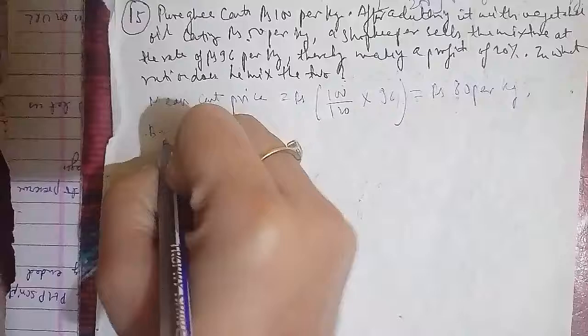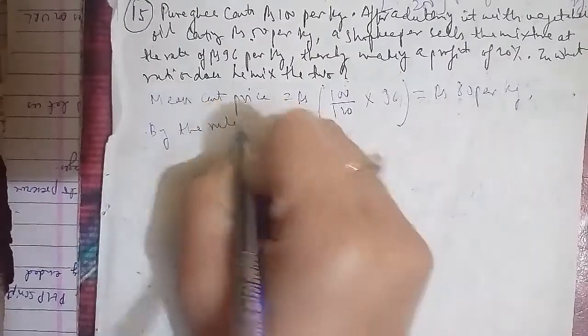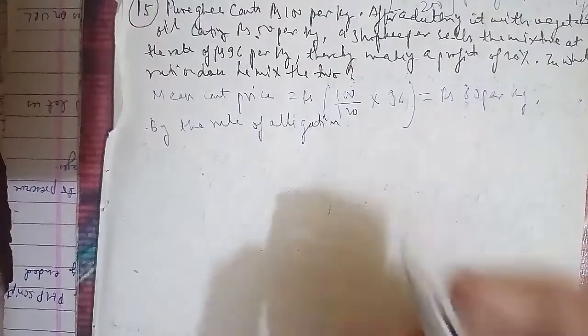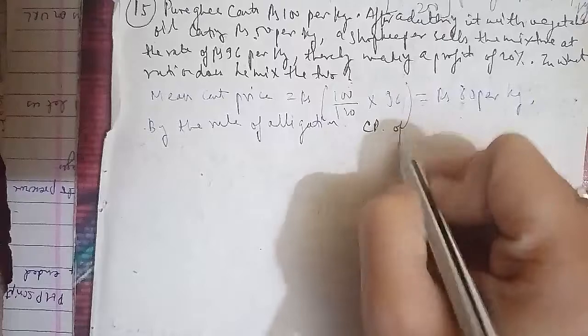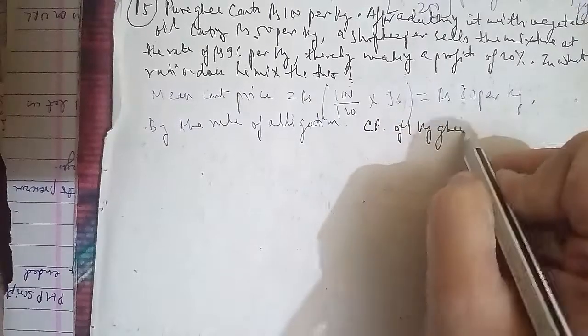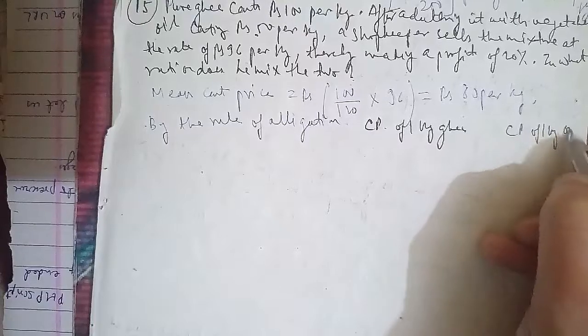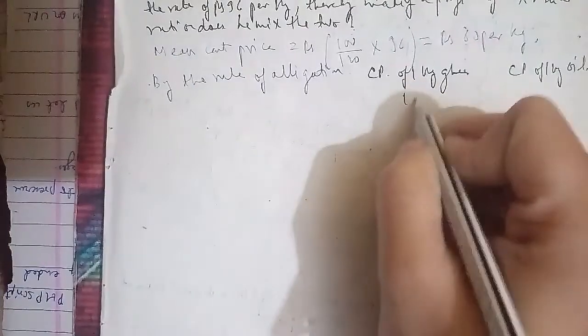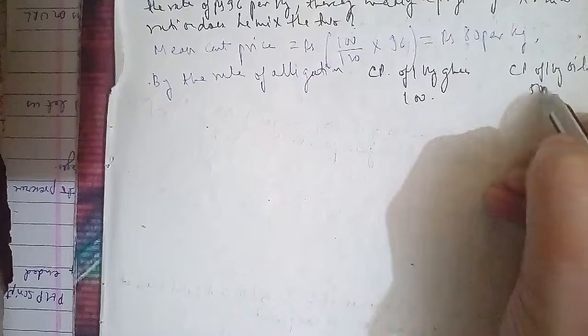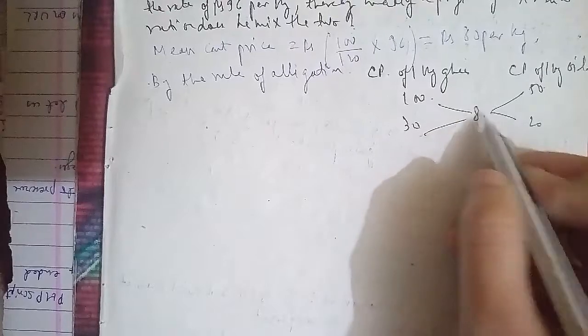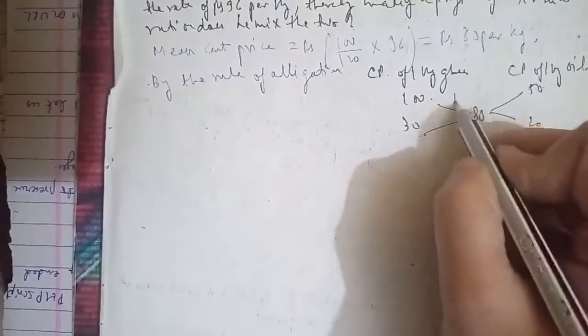So by the rule of allegation, which has been the CP of 1 kg ghee and the CP of 1 kg oil, for that it is 100, and the other is 50. The differences are 30 and 20, and 80 has been the mean price.